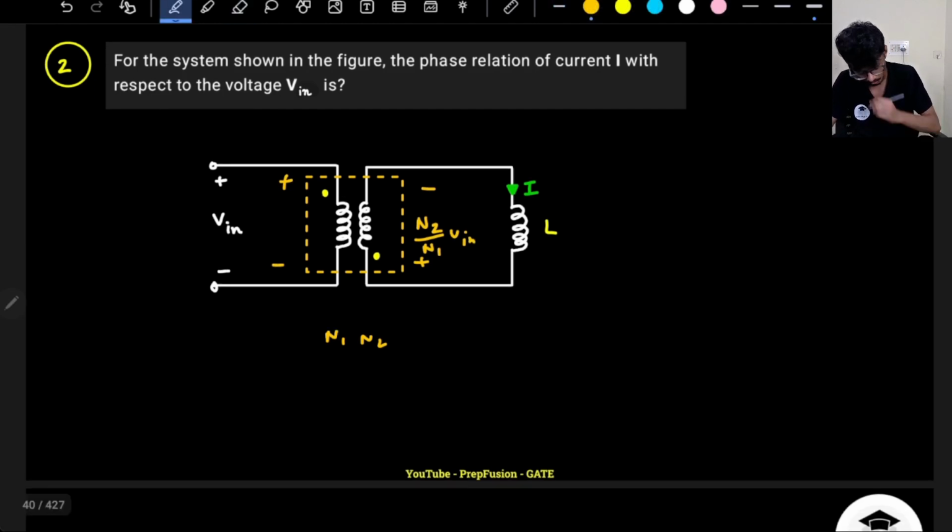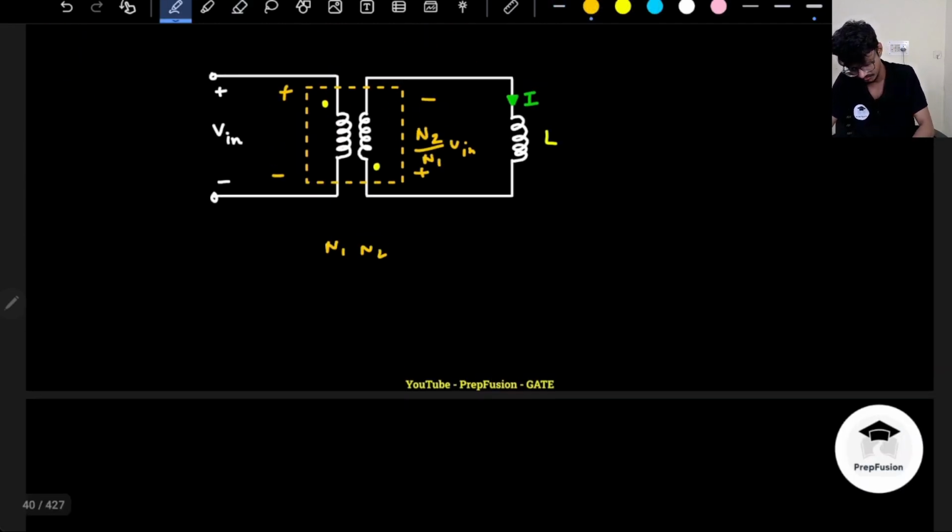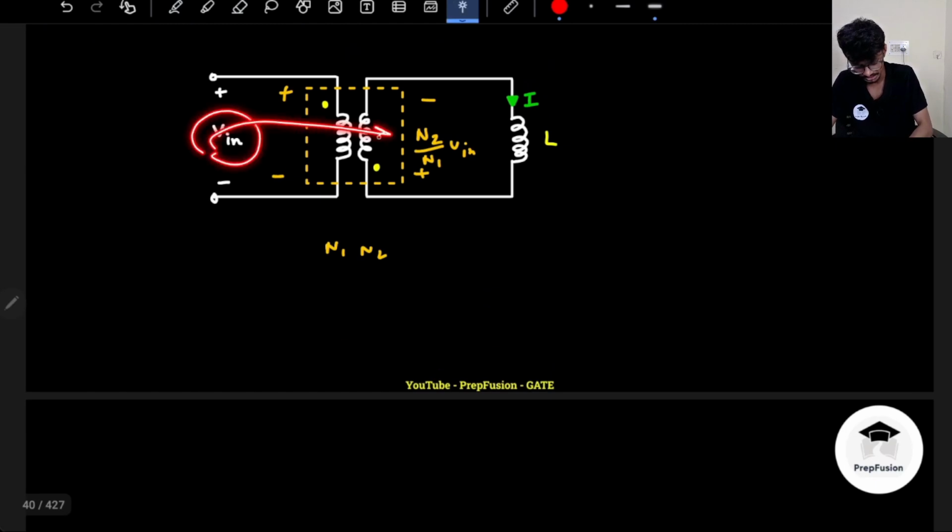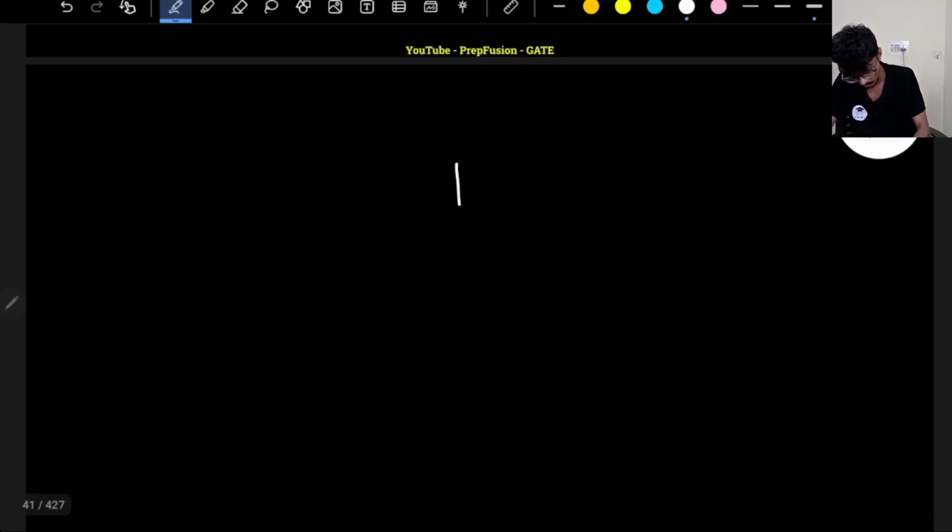Now I will convert this circuit, I have just shifted this voltage here, it is just a scale, a positive scalar, because the polarities I have already placed here. Because here plus was with the dot, so here also plus will be with the dot, the polarities I have already taken care of. So this will be the polarity, and this will be an AC source whose value will be N2 divided by N1 into V in.